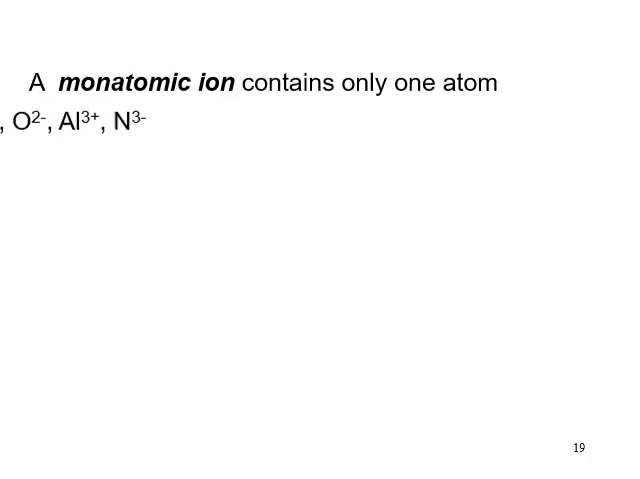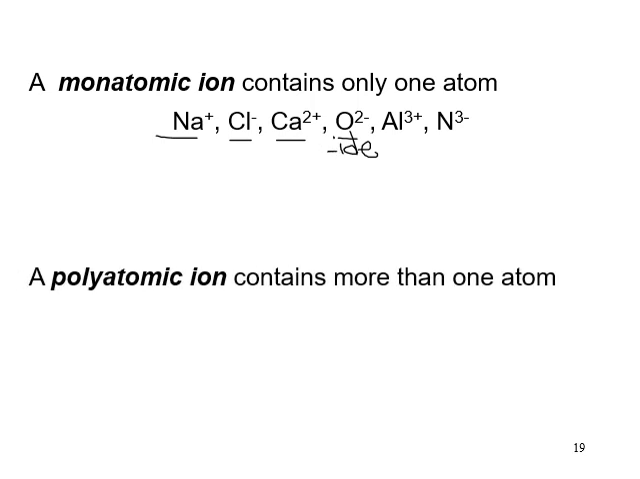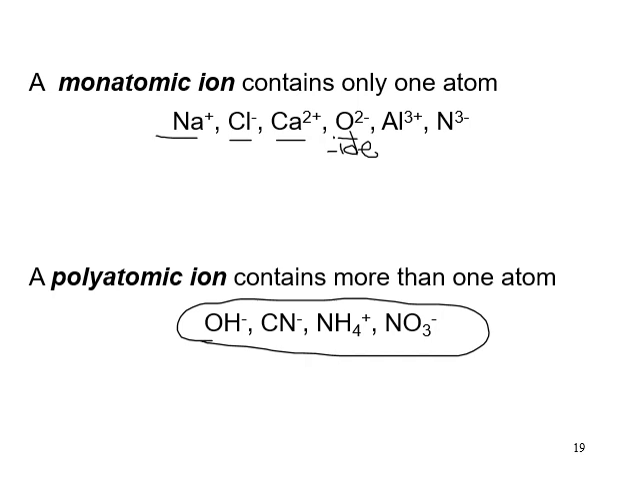So a monoatomic ion contains only one atom. So this is the sodium ion, the chloride ion, and the calcium ion, oxide. You'll notice all the negatives have an "ide" ending, whereas the positives do not. Polyatomic contains more than one atom. So these are polyatomic ions. Now we're showing these ions without their counter ion, but if I were to show a compound, say for example sodium nitrate, you would not see any charges, you would just see the elements that make it up.